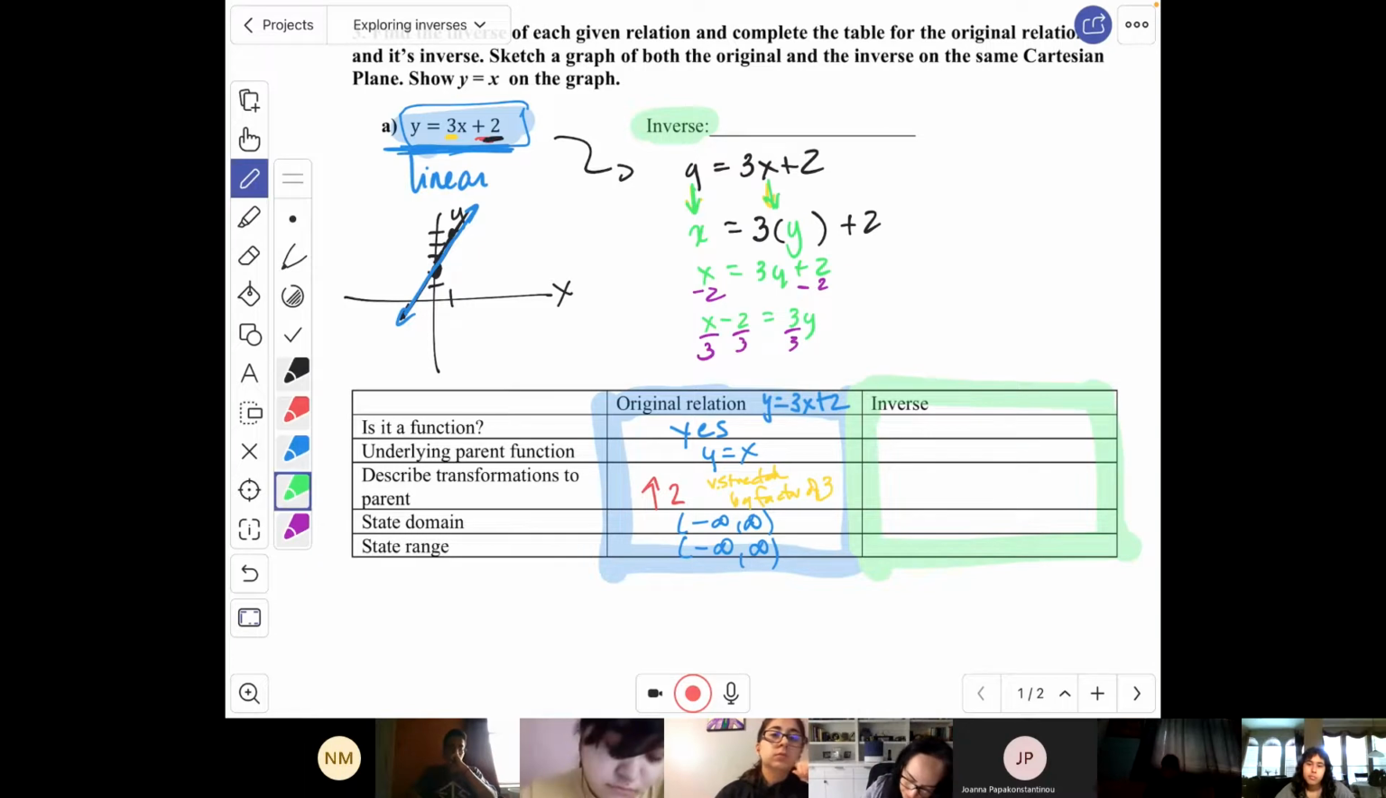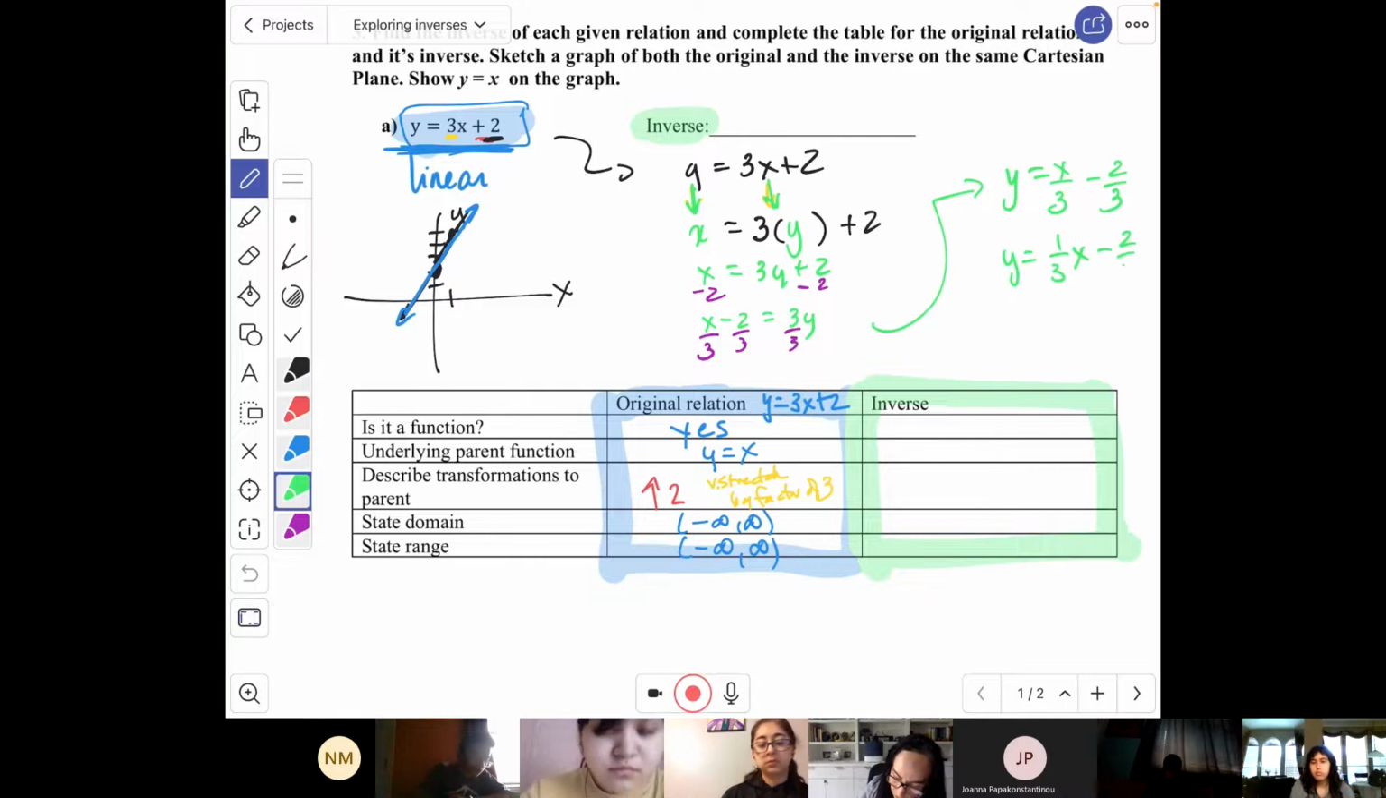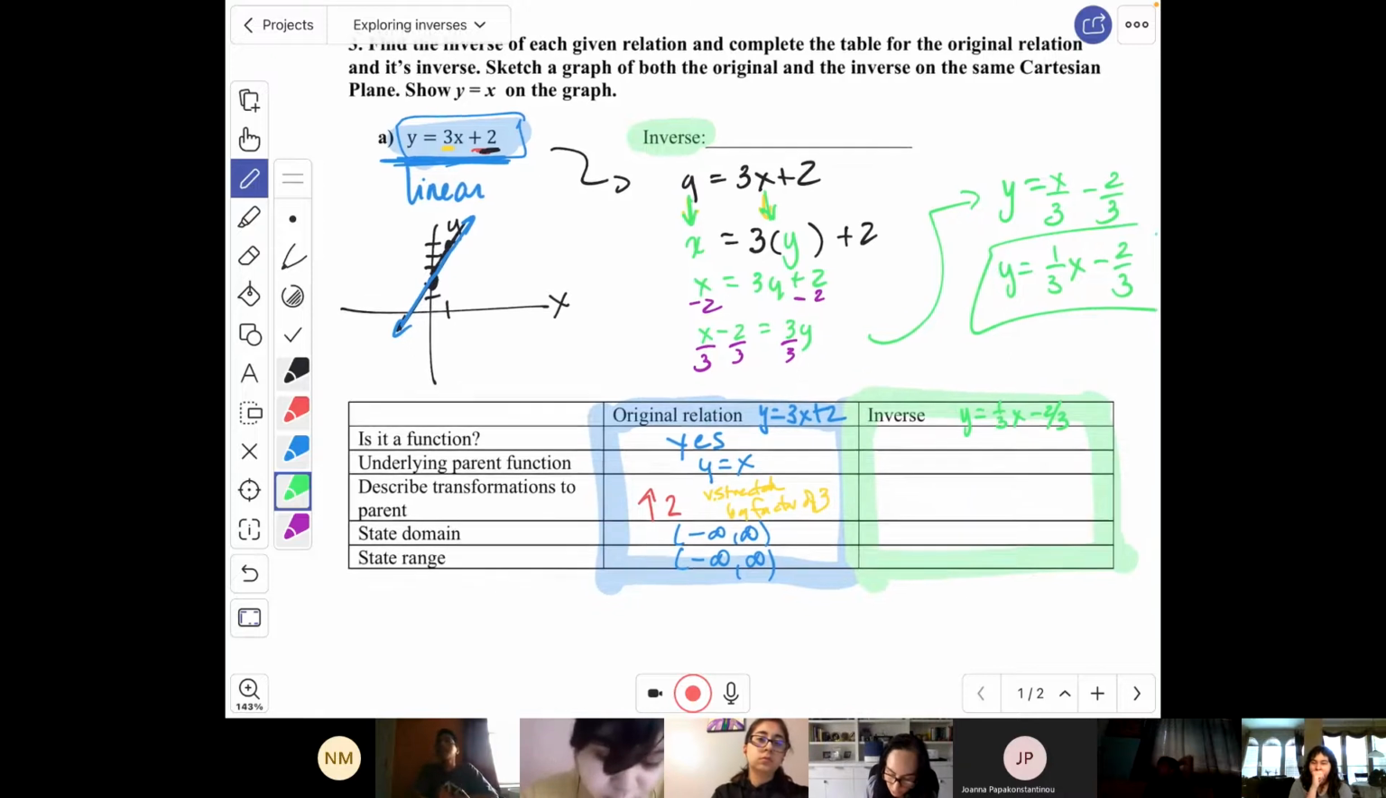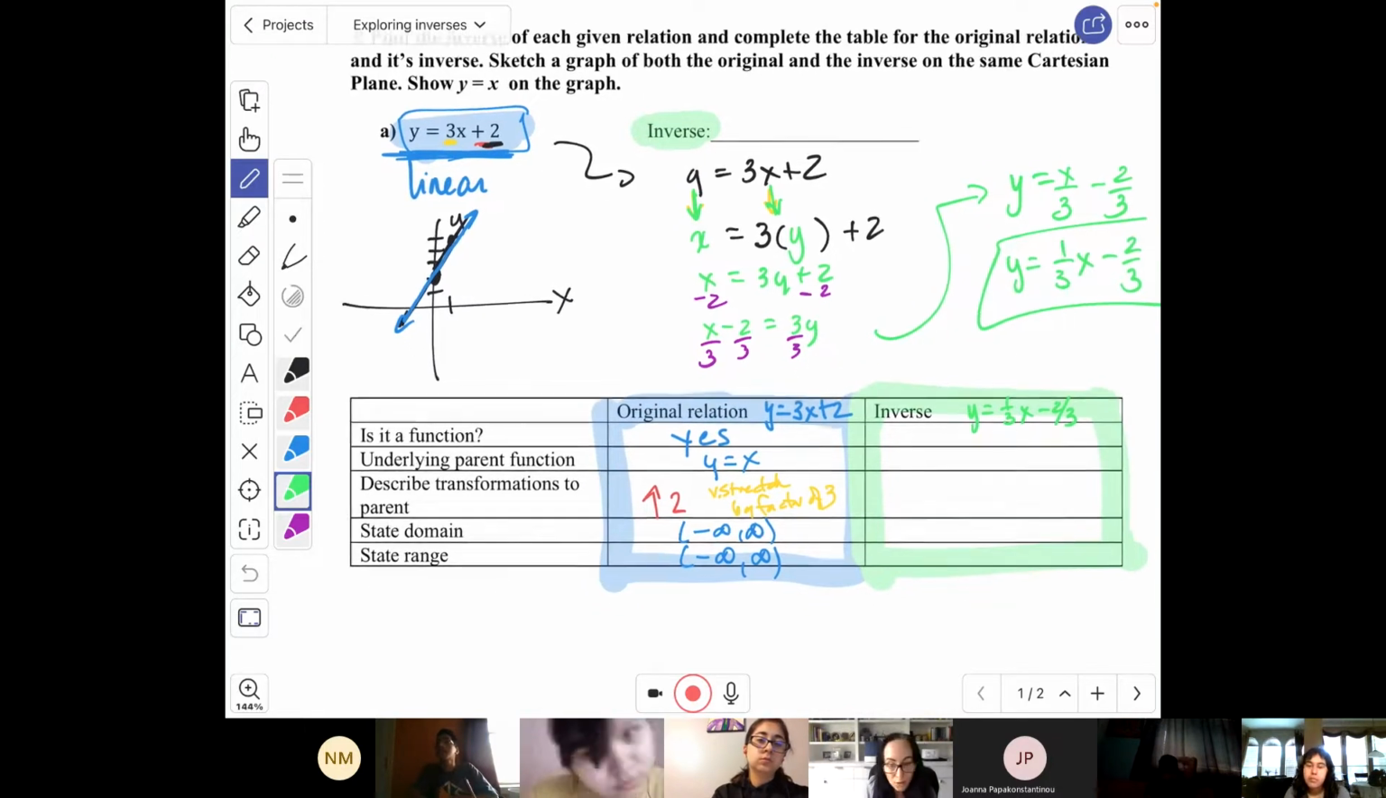Okay, so what does that give me? That gives me, and it doesn't matter what I put on what side of the equation because the two sides are equal, y equals x over 3 minus 2 over 3. And if I really want to see the slope as the coefficient of x, I could write it like that. So I now have the inverse of the given function. Do you see how I arrived at that equation? Those are inverses.